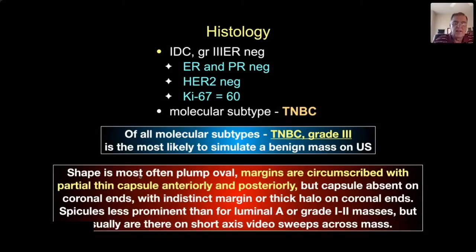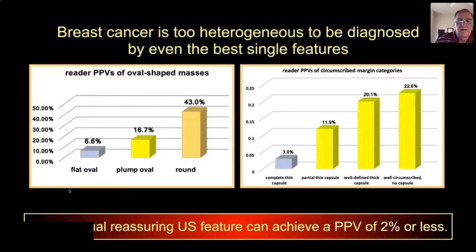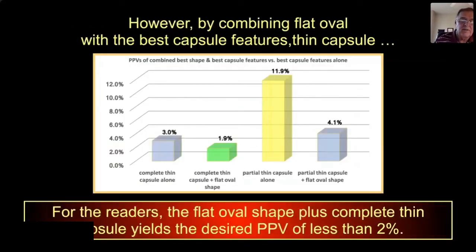And this again is a reason that I've become a big advocate of storing radial and anti-radial short axis video sweeps through the lesion and doing my reading from them instead of two still images. Now, this is showing you that no single feature can achieve a false negative rate of less than 2%. So for the readers, the best they could do with flat oval was a 6.6% false negative rate. The best they could do with a complete thin capsule was 3%. If our goal is 2% or less false negatives, boom, we fail with single features.